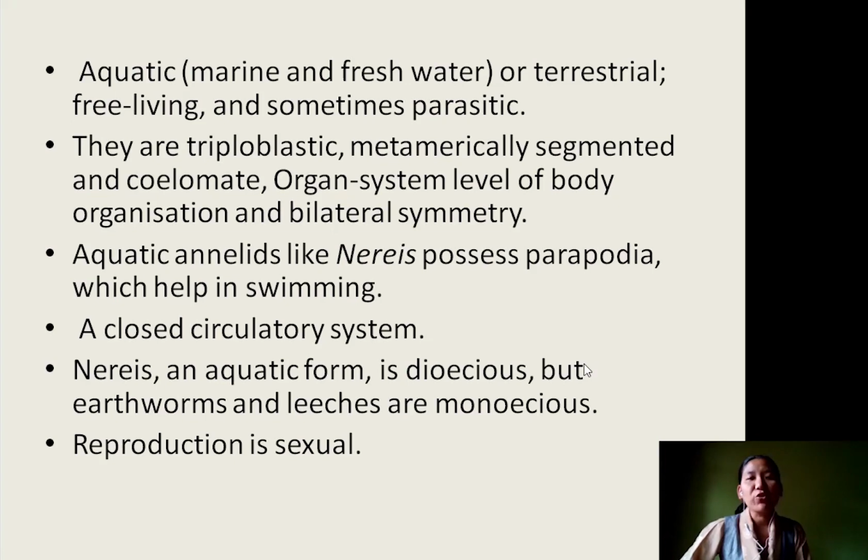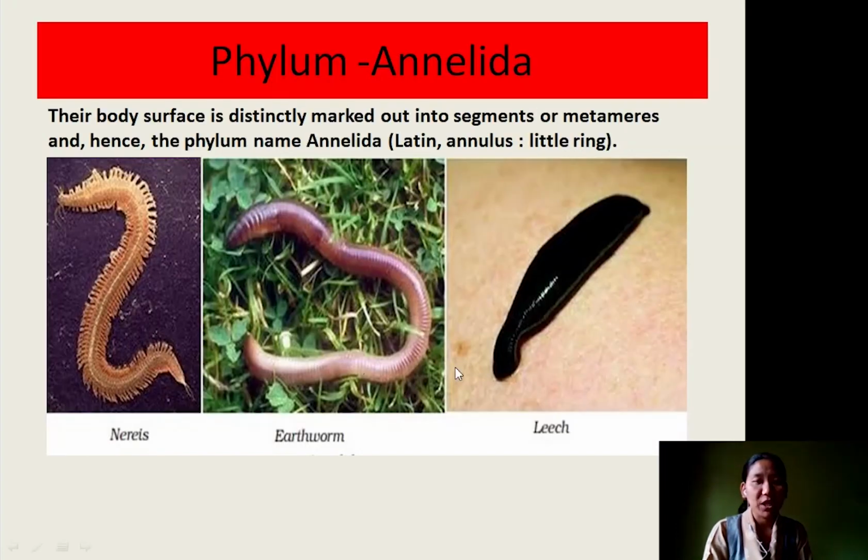Some of the aquatic annelids like Nereis possess parapodia, which help in swimming. So these are parapodia. Here they have a lateral appendage called parapodia. This parapodia helps in swimming.